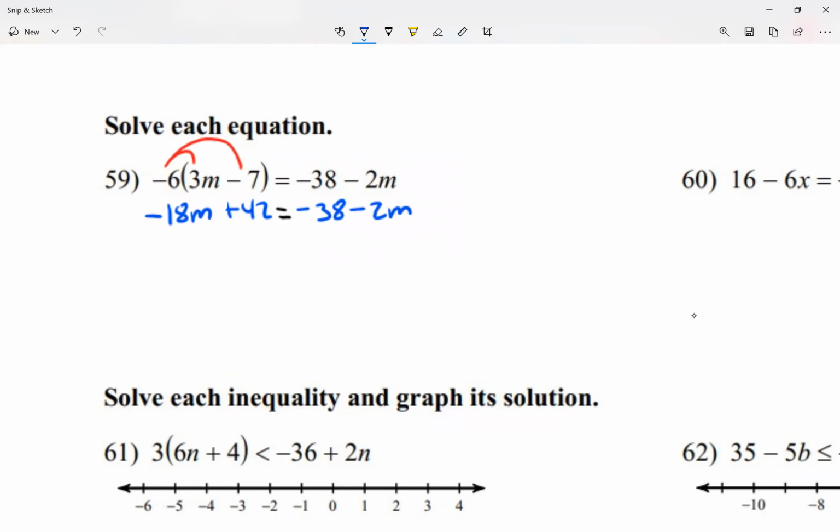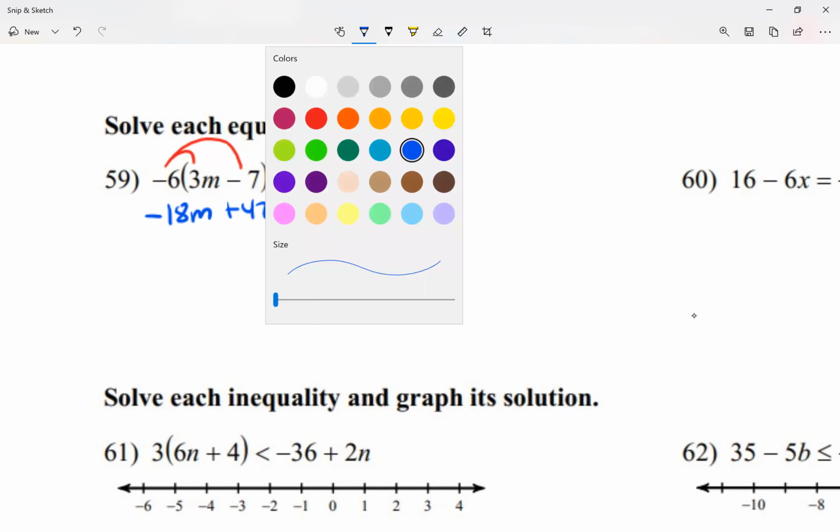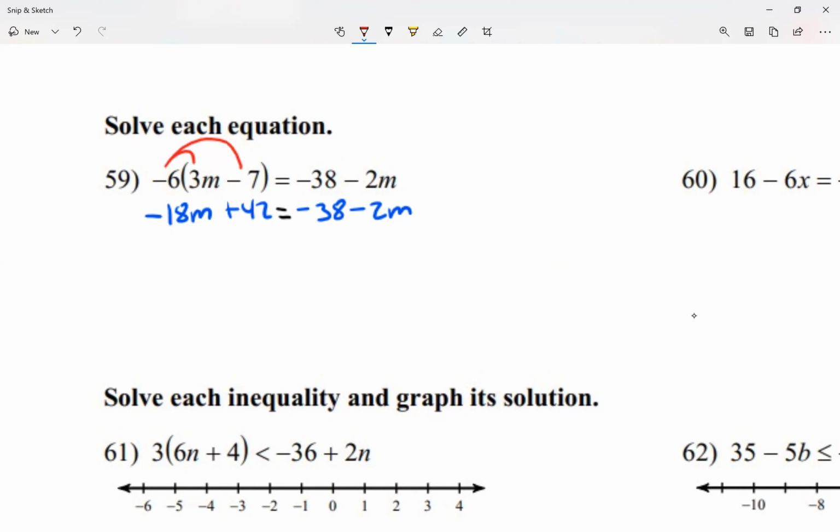Next step, if you can combine like terms on the left side or the right side, combine them. Like I said, if you can. On the left side, the 18 and the 42 cannot combine them because one of them has a letter, the other one does not. On the right side, the -38 and -2 cannot combine them for the same reason. So nothing I can combine. Then what I'm going to do, I'm going to move letters to one side of the equal sign. So I can move the -18 to the right, or I can move the -2 to the left. It doesn't matter which one I move.